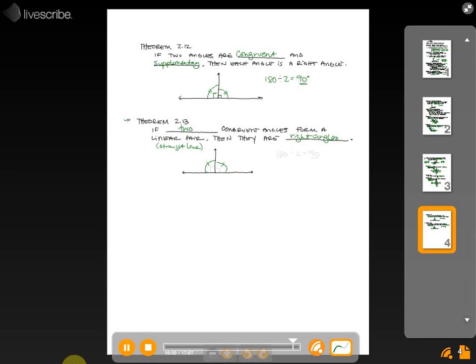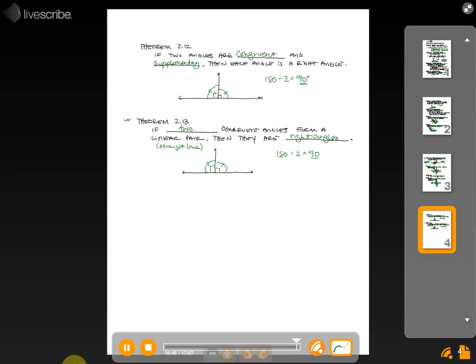Now, we're going to use the same idea we did on 2.12. Okay, straight line has 180 degrees in it, and since the angles are congruent, we cut it in half, which means each one would have to be 90, or a right angle. And that's what we've just shown there. Okay? If they're two congruent angles and they form a linear pair or a straight line, then they are right angles. And those are all of your theorems and postulates for sections 2.7 and 2.8.